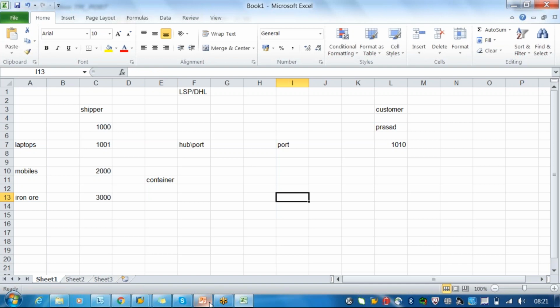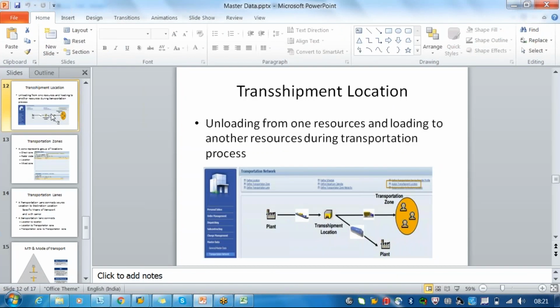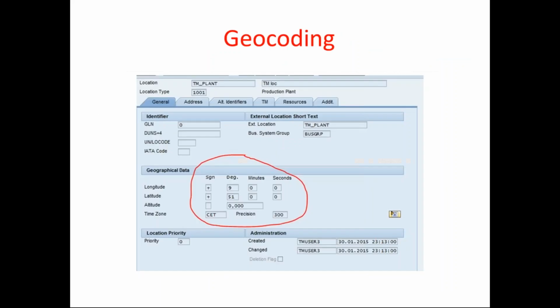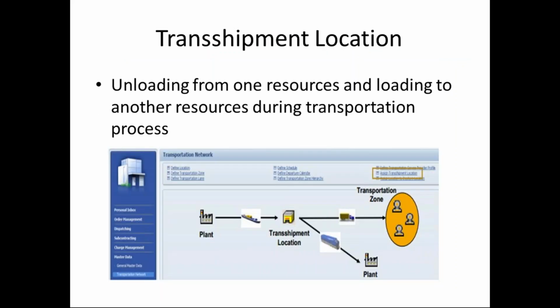Now we have done the transportation lane. We have done the locations. Now the next topic is transportation shipment. So what is this transportation shipment? It is from the plant to a destination customer. For example, in the same example, the material is going from Bangalore to Kolkata. From Bangalore, for example, it will go to Chennai.